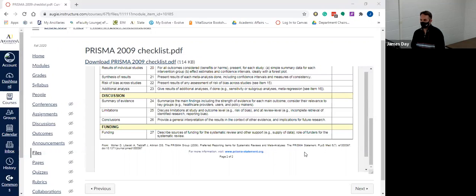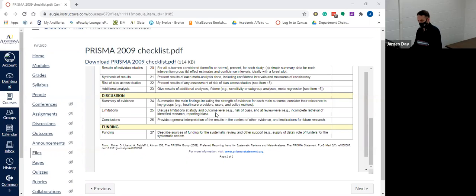So like I talked about a little bit last time, the discussion is going to be your time to put the information you found during your systematic review into context. There are 3 sections within the discussion. The first section is your summary of evidence.